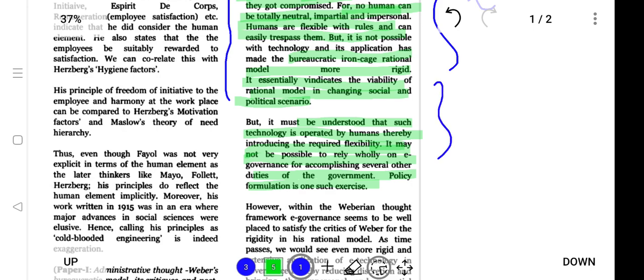So Max Weber's political theory is though not much applicable in this life because our world is changing every day. Before 2000, the laws were applicable then, but now we need to change along with time. In policy formulation, e-governance is not very viable.